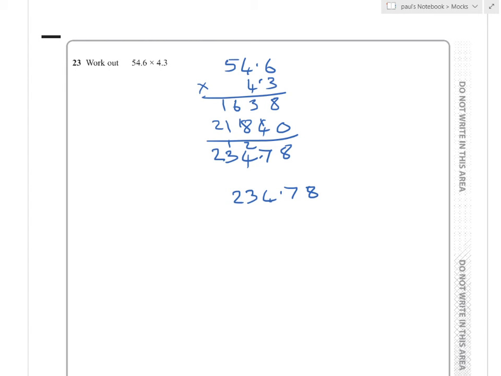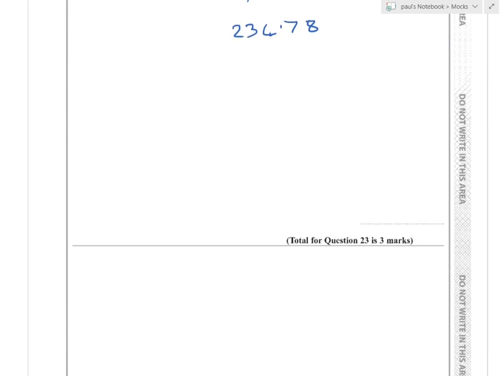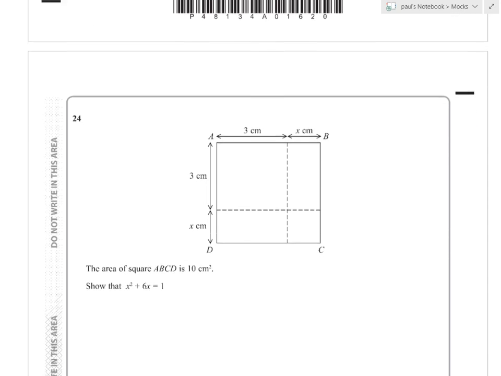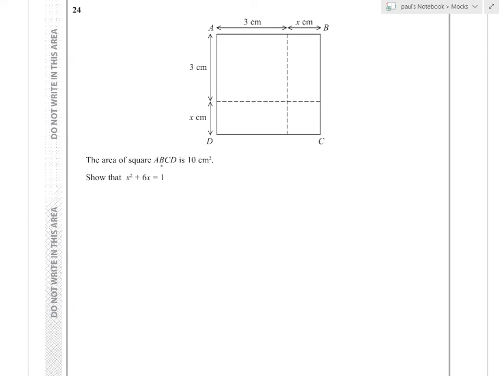234.78. I think that's okay. It's all right. So that seemed fair enough. Oh, what are we doing here? The area of the square ABCD is 10. Show that x squared plus 6x equals 1.